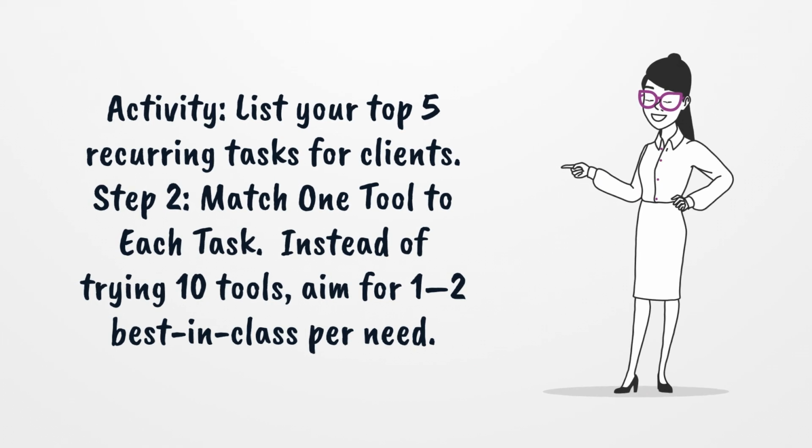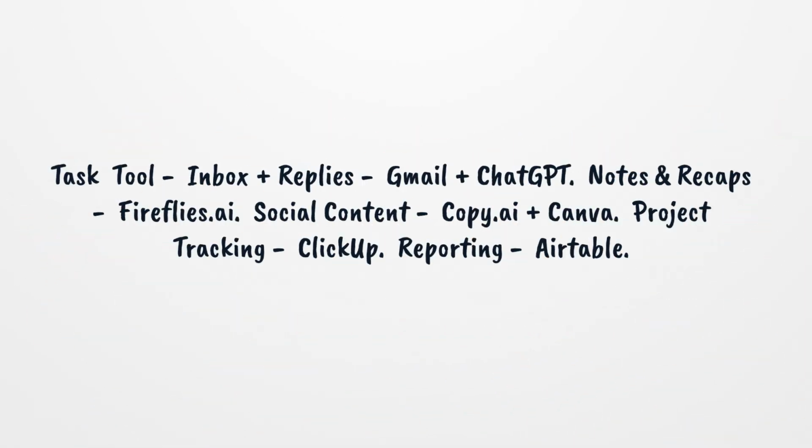Step 2. Match one tool to each task. Instead of trying 10 tools, aim for 1 to 2 best-in-class per need. Task, tool. Inbox plus replies: Gmail plus ChatGPT. Notes and recaps: Fireflies.ai. Social content: Copy.ai plus Canva. Project tracking: ClickUp. Reporting: Airtable.